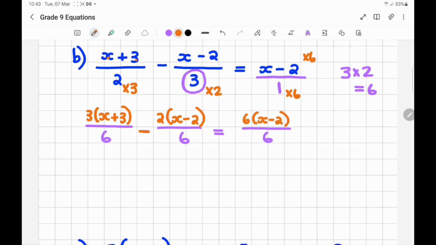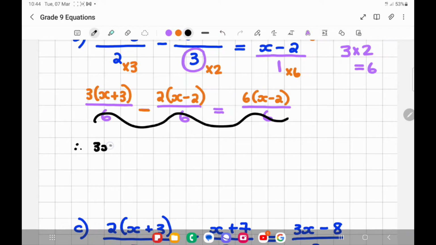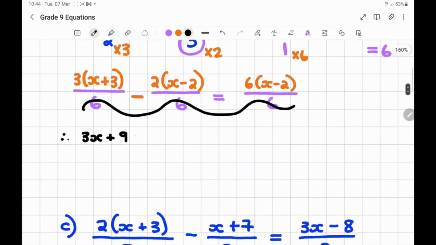And there we go. Lots of times when I mark things, people change the LCD to 6, but then they don't change the top. Okay, so please remember, you can't just change the bottom because then you're changing the value of the equation. All right. Then I'm going to distribute that 3, and I'm left with 3x plus 3 times 3 is 9. Then the negative 2, I just want to show you, once it comes off, it's going to look like that. Minus 2 times x minus 2.